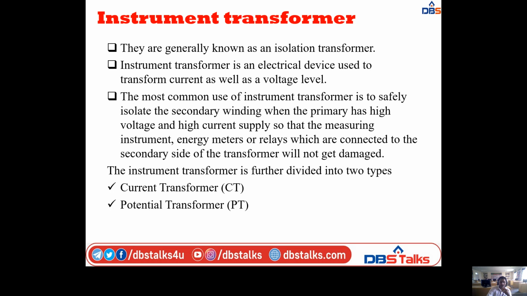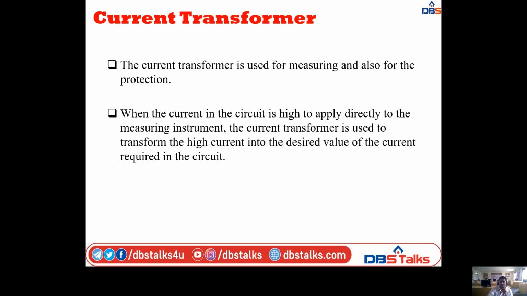Precaution. The instrument transformer is further divided into two types: one is the current transformer and the other is the potential transformer. Firstly, I will discuss the current transformer. The current transformer is used for measuring and also for protection. When the current in the circuit is too high to apply directly to the measuring instrument, the current transformer is used to transform the high current into the desired value of current required in the circuit. That's why we use the current transformer.